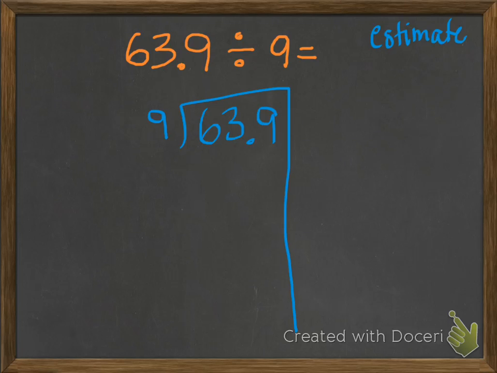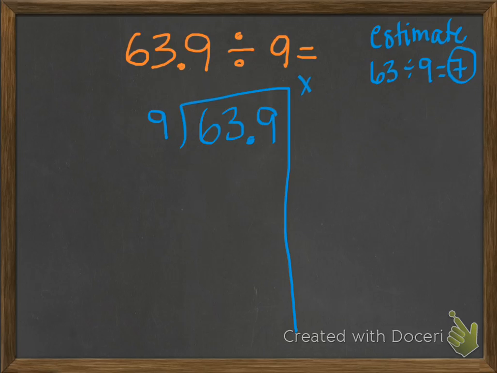Now, I'm going to use numbers that are friendly. If I were really truly rounding, the 9 would tell the 3 to bump up and become 64. But I know that 9 does not divide 64 nicely. So I'm going to think of 63 as a good one. 63 divided by 9 is 7, because I know my basic facts that 7 times 9 is 63. So now I know that my answer is going to be close to 7.